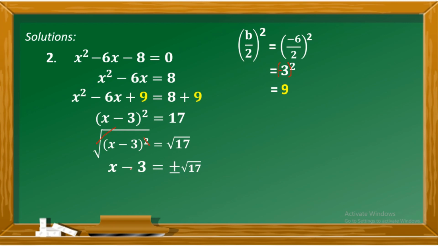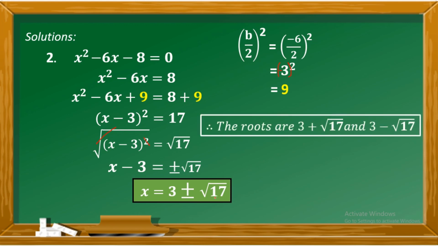Next. Yung minus 3, ililipat ko sa kanan, magiging plus 3. Sige, ito na siya. Ayun. So, x is equal to 3 plus minus square root of 17. So, dalawa ang ibig sabihin nito: 3 plus square root of 17, yung isa naman ay 3 minus square root of 17. So, the roots are 3 plus square root of 17 and 3 minus square root of 17.